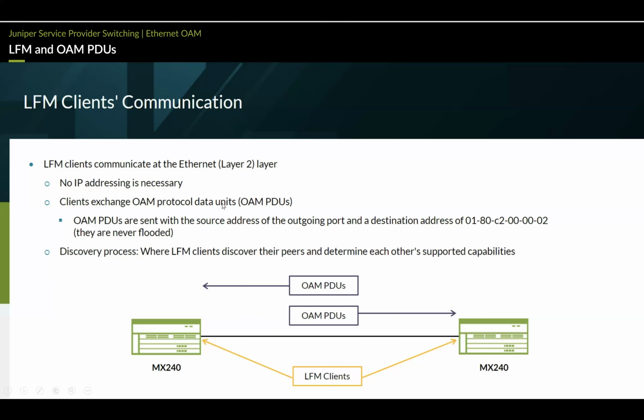The clients send OAM protocol data units, OAM PDUs. An OAM PDU is sent with the source address of the outgoing port and the destination address. They are never flooded. This is the discovery process, where LFM clients discover their peers and determine each other's supported capabilities. They are communicating in layer 2 because they are directly connected. The local interface has a MAC address, and the remote interface also has a MAC address. They are sending and receiving the PDU.